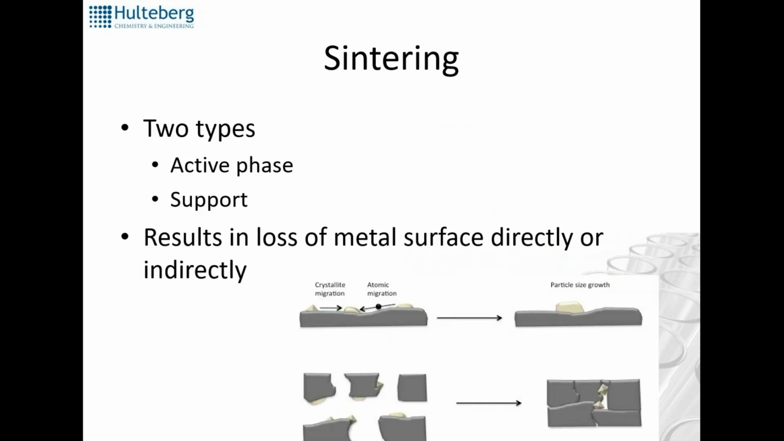All right, sintering. Sintering can be either the active phase or the support, but in both cases we lose metal surface, either directly, like here, where we get atomic migration or crystallite migration of several small crystal structures forming larger crystal structures. But it can also be that the porous support closes up on itself and encapsulates the active metal.